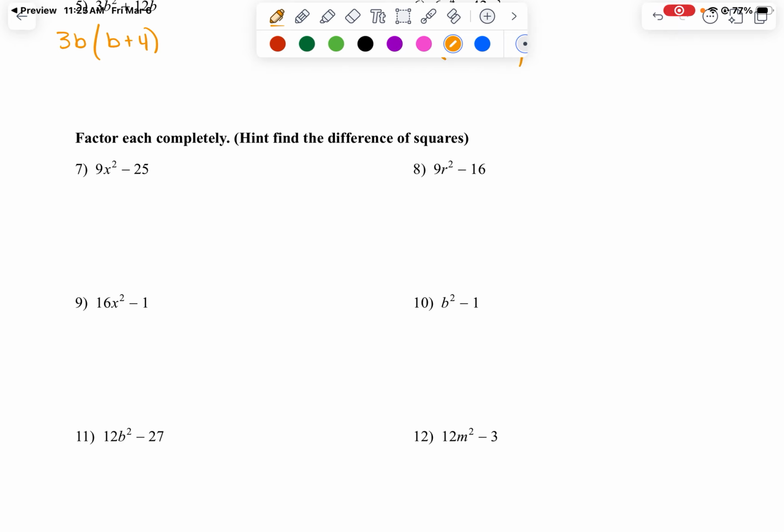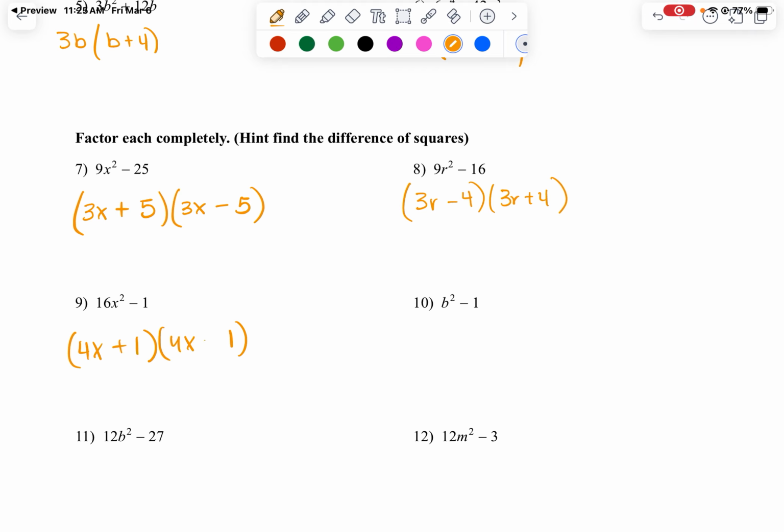So this one does not have a greatest common factor, so we can go ahead and factor it. 3x is what squares to give us 9x squared, and 5 squares to give us 25, and we need a positive and a negative. The answer here would be 3r minus 4 and 3r plus 4. For number 9, again, we do not have a greatest common factor, so we can go ahead and factor it. What squares to give us 16x squared? That is 4x. What squares to give us 1? It is 1. We need positive and negative.